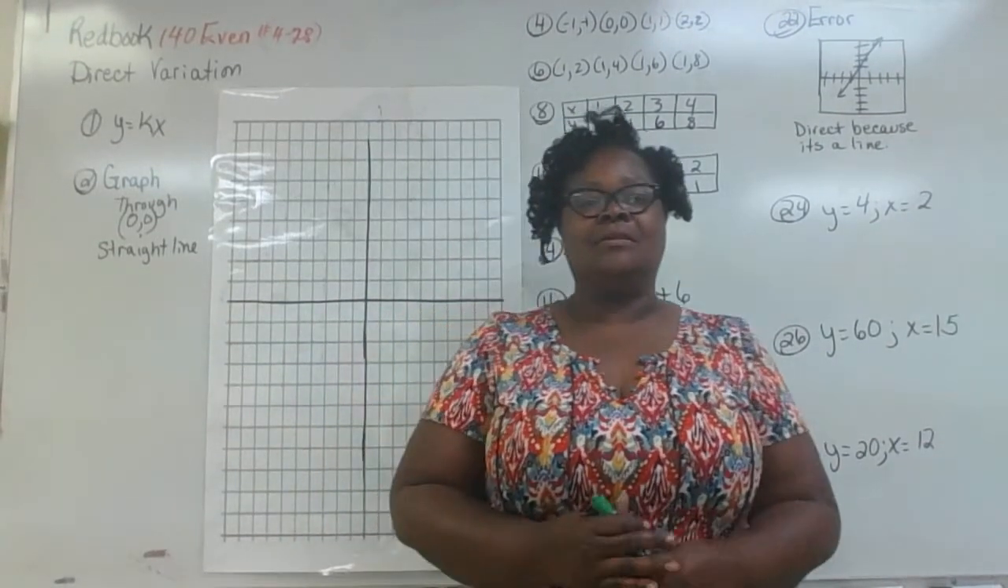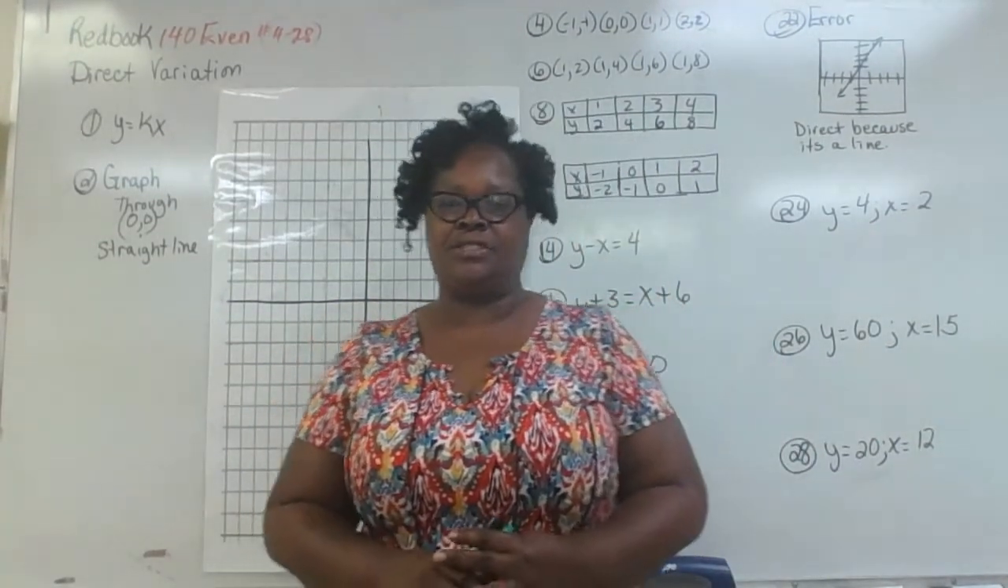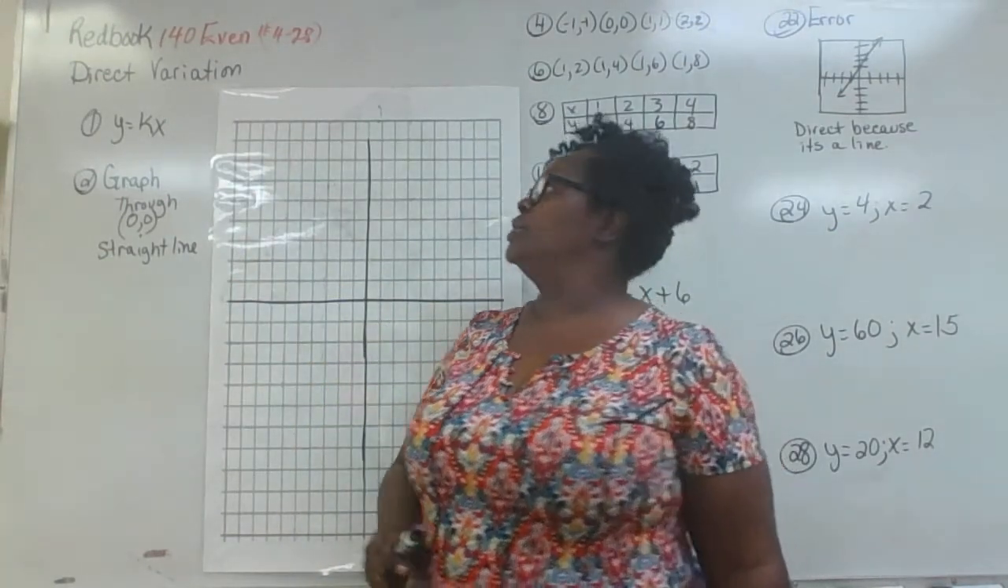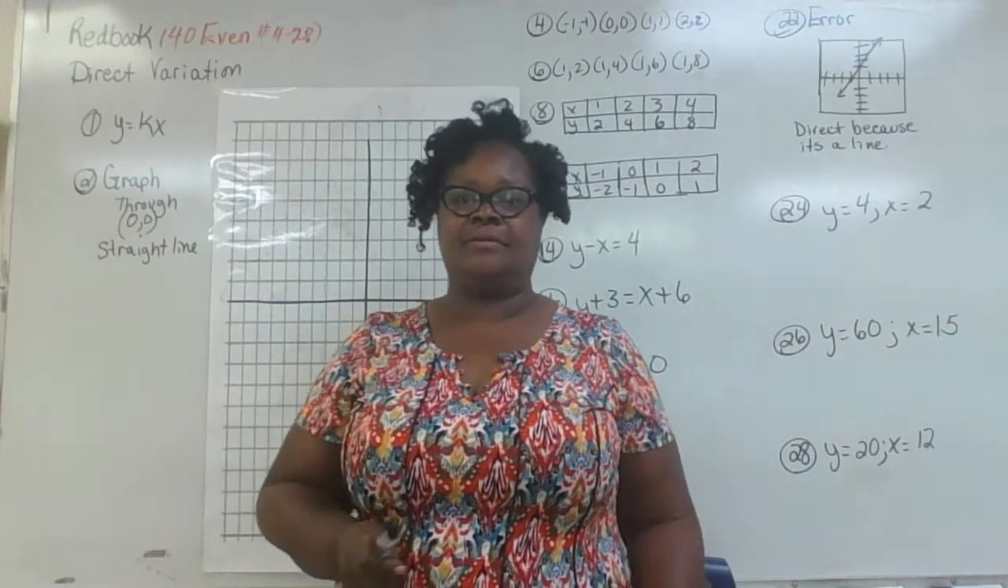Hi, today we are discussing direct variation. We're in our red book, page 140 even, and we're looking at numbers 4 through 28.